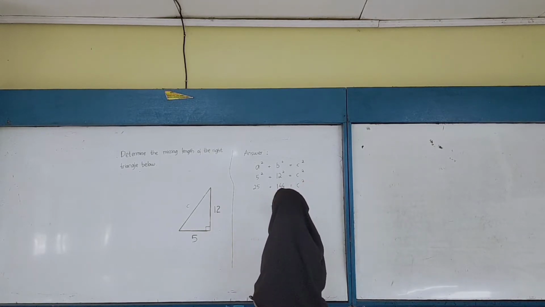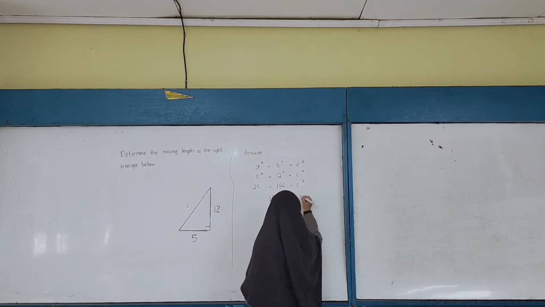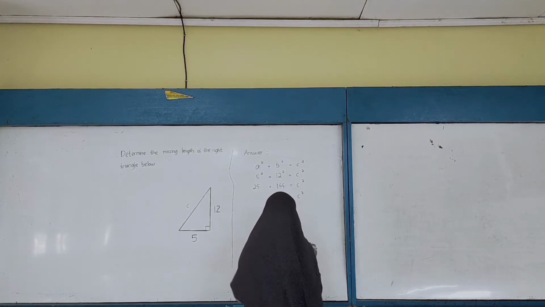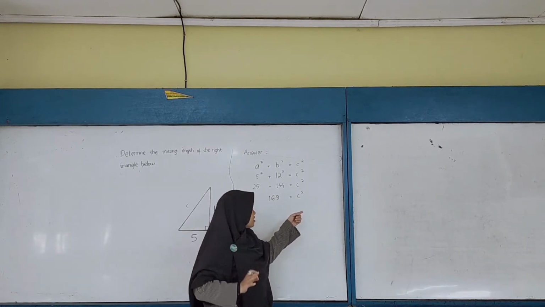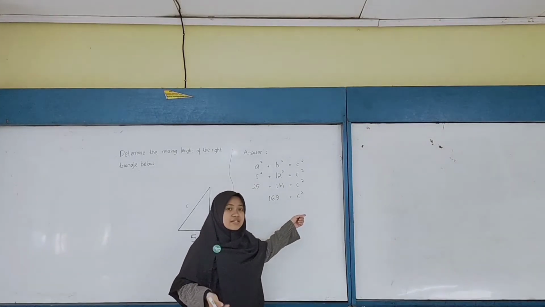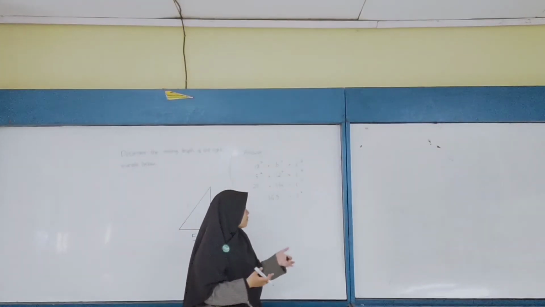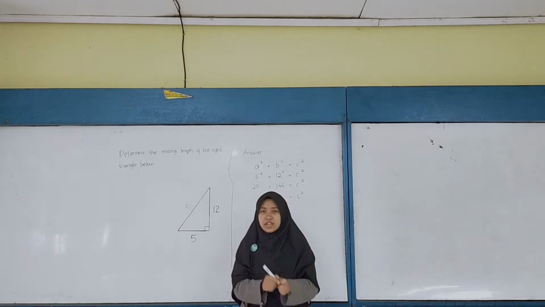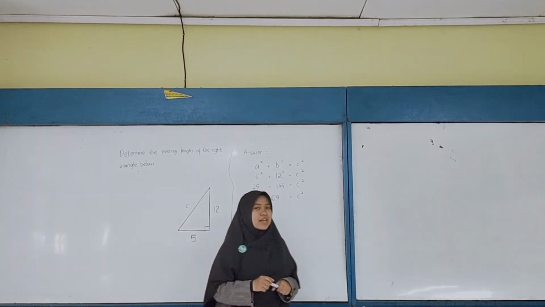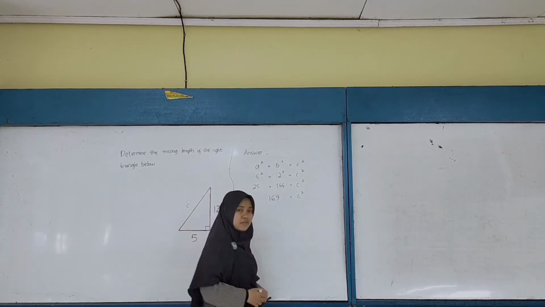Okay, 25 plus 144, yes, is equal to 169. Is equal to C squared. Okay, look that we don't need the C squared. We only need the C itself. So, we have to perform the inverse operation. The inverse of squaring a number is to take the square root of that number. In this case, we should take the square root of both sides of this equation.